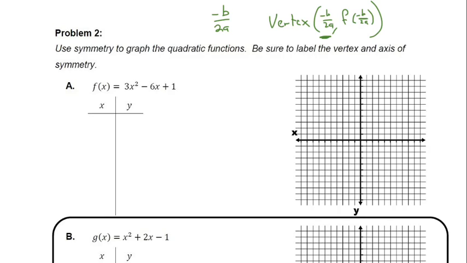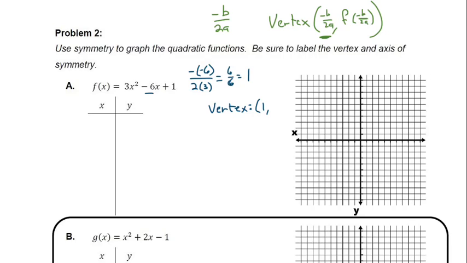So that's negative 6. That's your b value. Over 2 times a, 2 times 3. Negative times negative is positive, and 2 times 3 is 6. So that's 6 over 6, which equals 1. So the x-coordinate for the vertex is 1.